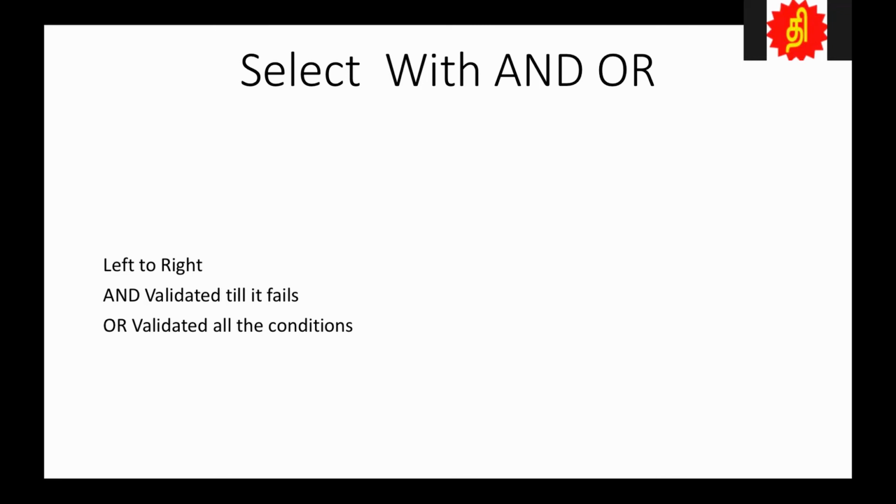So how does it work? As I said, at the end of the day, the result is true or false whenever you are putting a condition. When you are putting AND conditions, generally the validation works from left to right. If you have any bracket, the bracket gets the precedence. The bracket works first, then left to right. That is how it works.